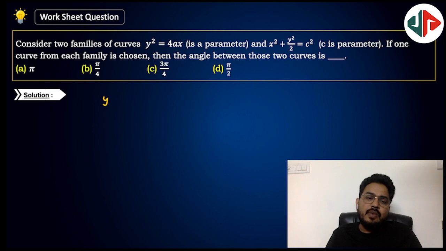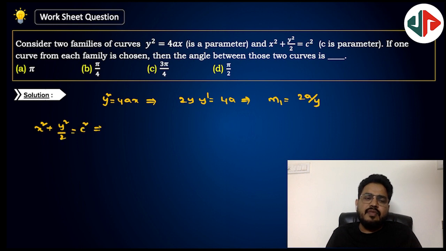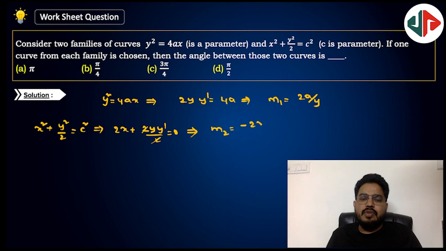So y square is equal to 4ax. From here, 2y y dash is equal to 4a. So from here, m1 is equal to 2a by y. And the next one is x square plus y square by 2 is equal to c square. So from here, 2x plus 2y y dash by 2 is equal to 0. So from here, you'll be getting m2 is equal to minus 2x by y.